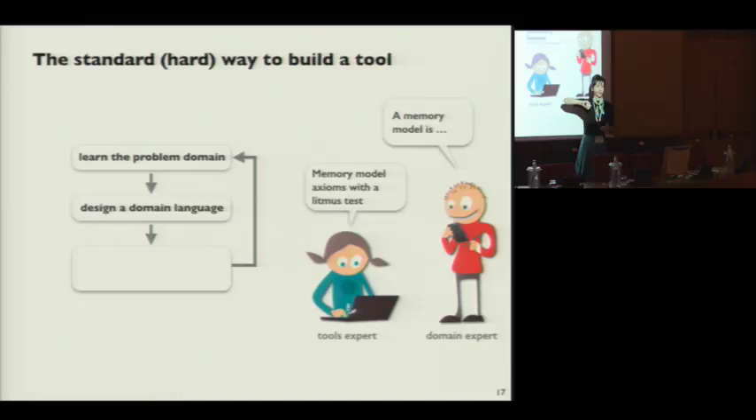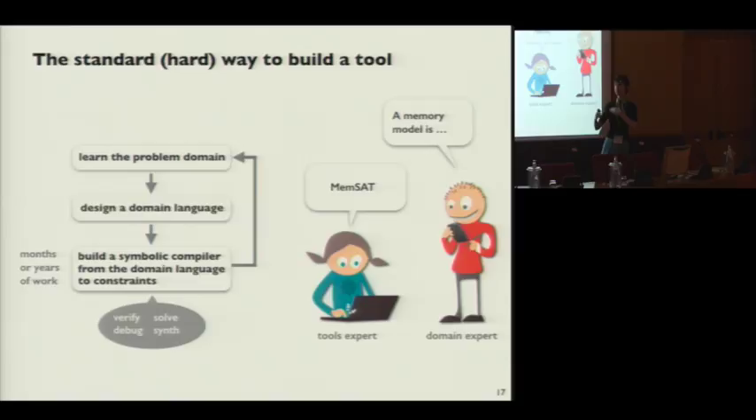Now, the hardest part of the process, however, comes next, and that is building that translation box. Remember what I said at the beginning, the thing that you have to do is you have to translate the semantics of a programming language to constraints. This is the hardest part. This takes months or years of work to build a symbolic compiler which takes as input a programming language and produces a set of efficiently solvable constraints. Because if they're not efficiently solvable, your tool is not going to be able to cope with real instances.